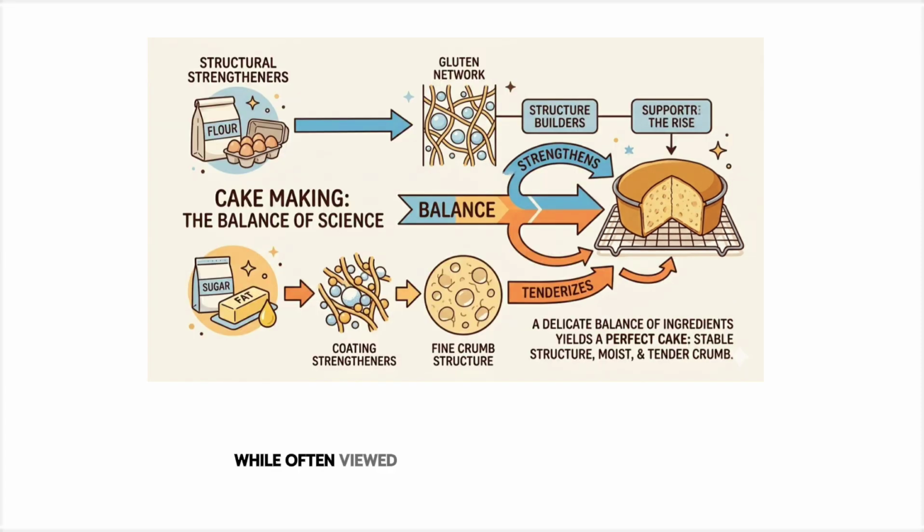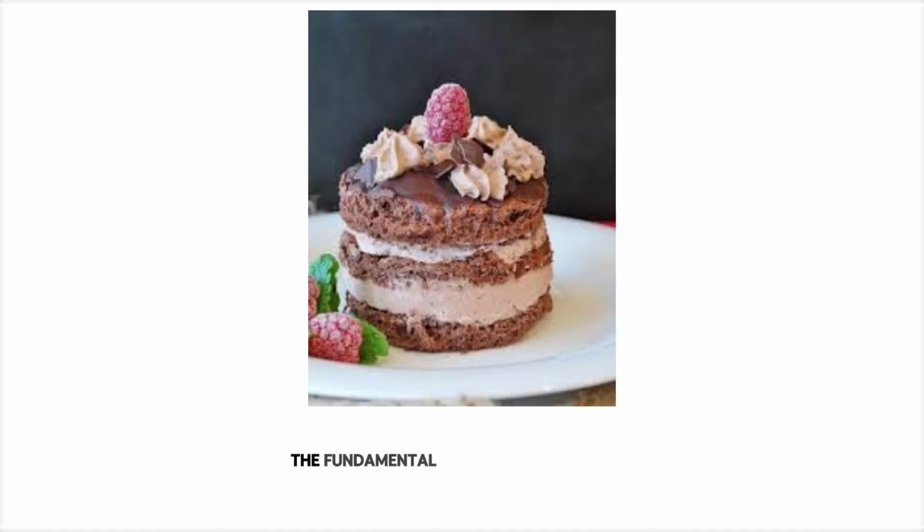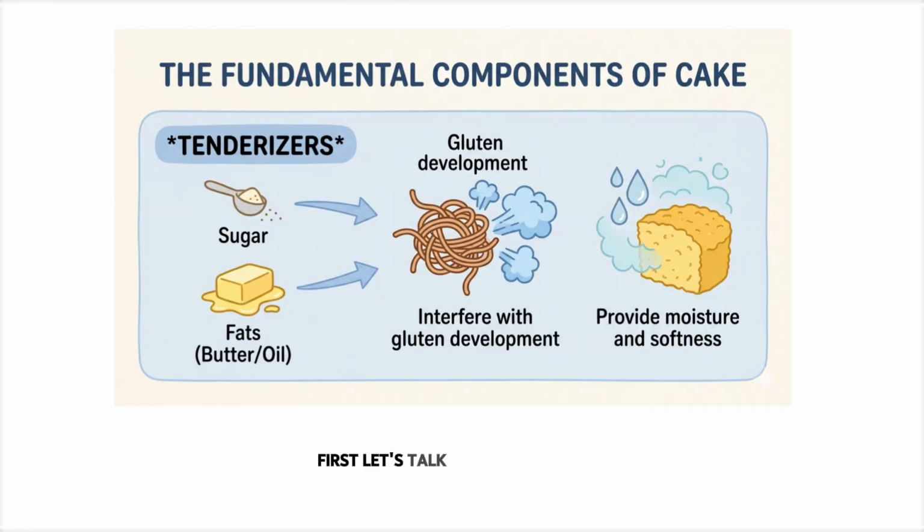While often viewed through the lens of culinary art, the success of a cake relies on a delicate balance between structural strengtheners and tenderizers. The fundamental components of a cake. First, let's talk about tenderizers. These are things like sugar and fats like butter and oil. This category of ingredients provides moisture and softness.